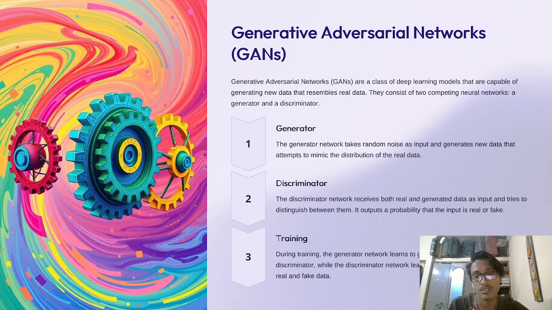Training. During training, the generator network learns to generate data that fools the discriminator, and the discriminator network learns to better distinguish between real and fake data.